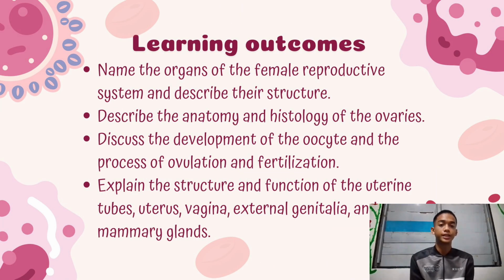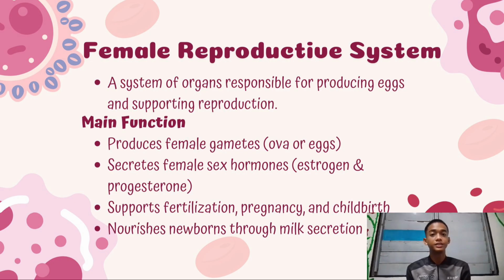Here are our learning objectives, and I will only be reporting until the uterus. So here, the female reproductive system. This is a system of organs exclusively for females, responsible for producing eggs and supporting reproduction.